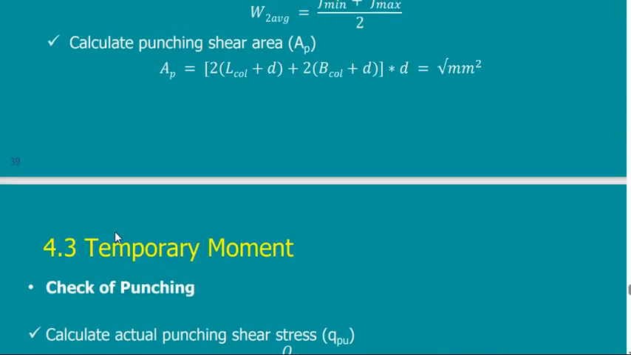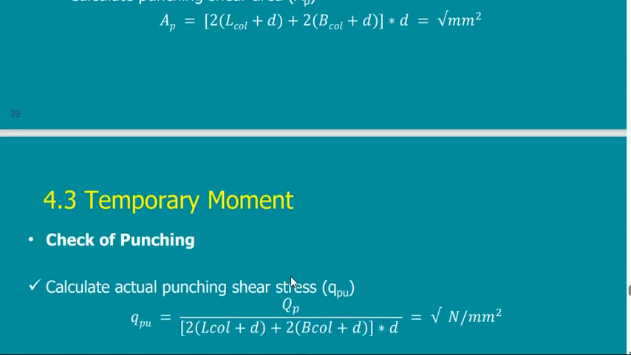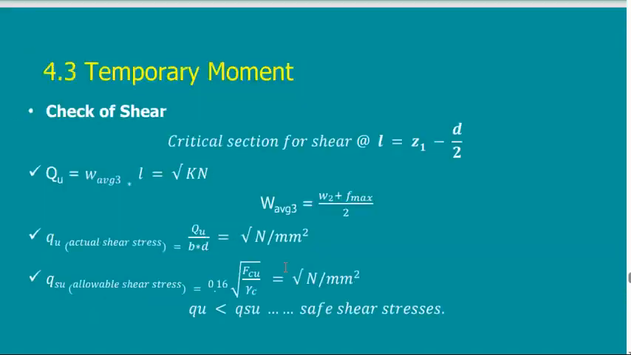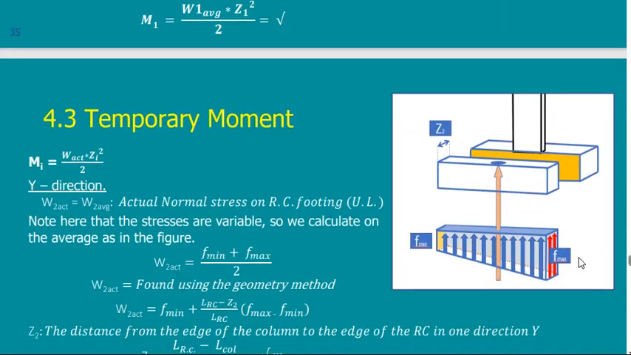So in case of having a temporary moment, I cannot shift the column, because if I shift the column, it will be good in one case, but in the other case it will be a double problem, and I don't want this double problem. So I will leave the column in the middle and will design the footing based on having a variable stress below the footing.